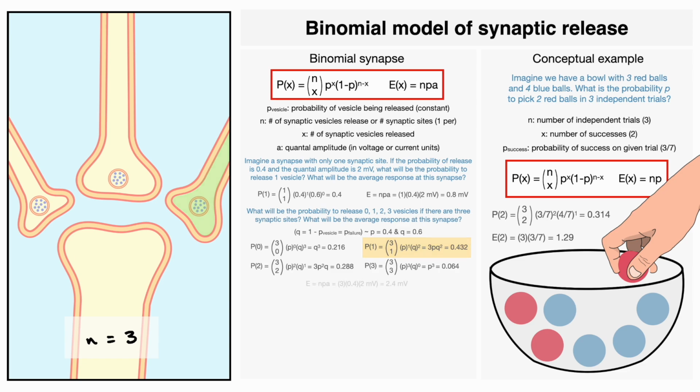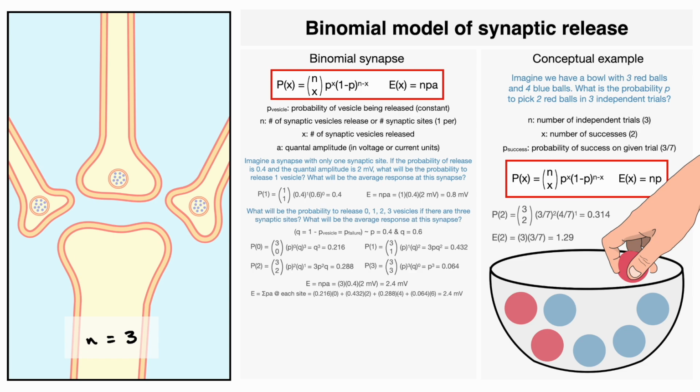When it comes to the average response, we can use our equation to arrive at the answer of 2.4 millivolts. There is also an alternative way to get this response, and it is by summing the product between the probability and the quantal amplitude at each site. This will give us 2.4 millivolts as well.